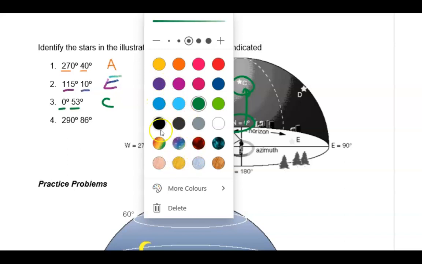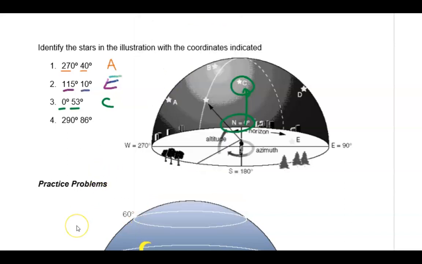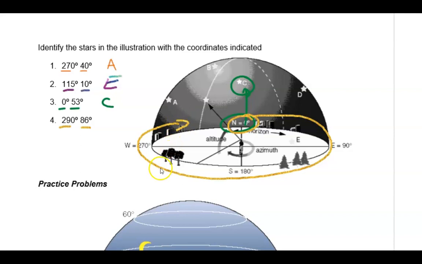And let's do the last one in this kind of orangey color. Okay, the last one is 290 at 86. Again, starting here, we're going all the way around. 290 will bring us past here, west. Up 86 degrees, you see that brings us all the way to star B. So, with all of this together, the triangulation, the azimuth, altitude, this is how we determine the location of stars. Hope this helps, and thanks for watching.